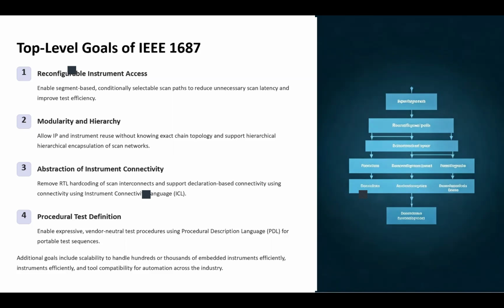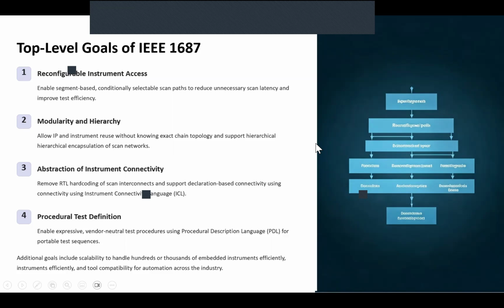Now, IEEE 1687 also introduces a specific language that we call Procedural Description Language, PDL, and we use that to write test steps as readable procedures and make them easy to automate. Okay, and easy to share and reuse across different tools or vendors. Okay, so the flexibility of this standard is very significant.